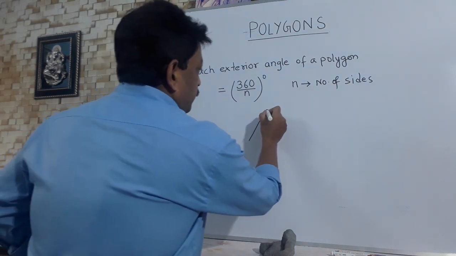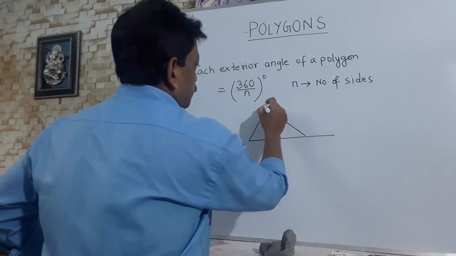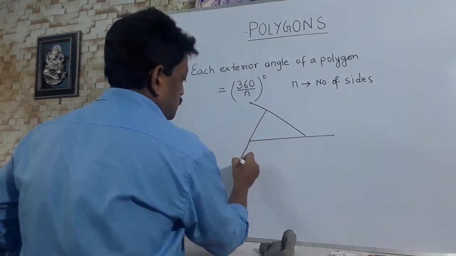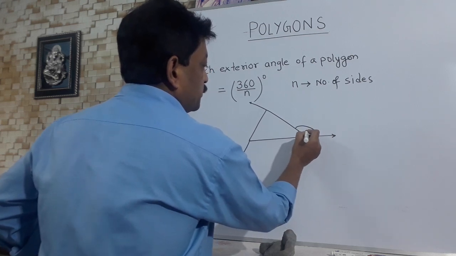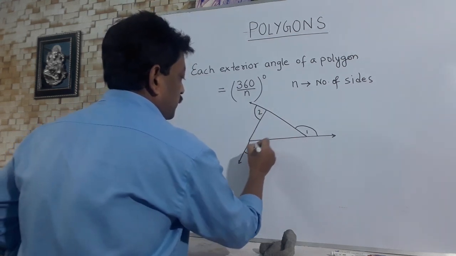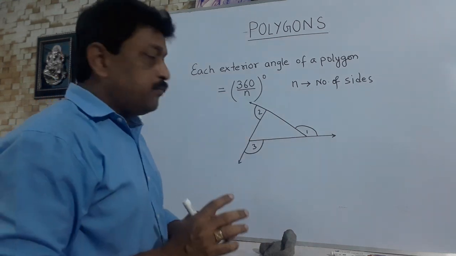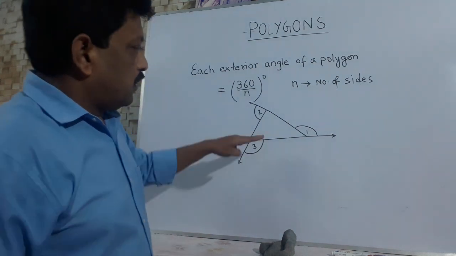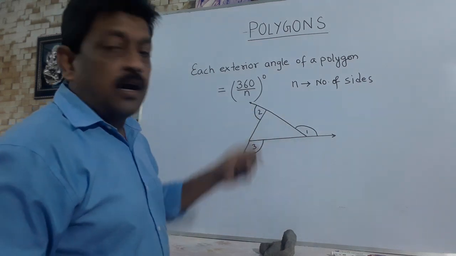So here is a triangle. These are all the exterior angles. Suppose this is angle 1, this is angle 2, and this is angle 3. So if we measure all these angles and add them, we will get a total of 360 degrees. Now in my diagram, all these sides are not equal, so all the exterior angles are not equal also.